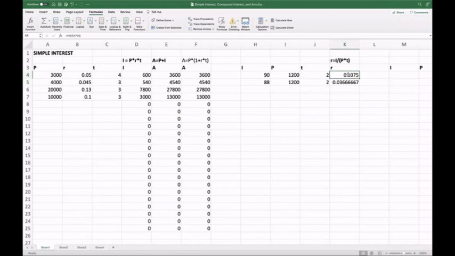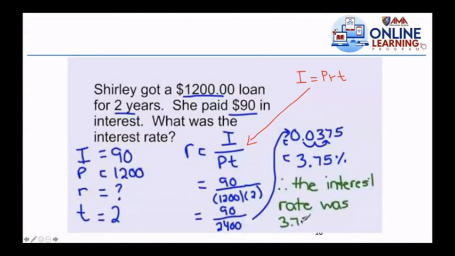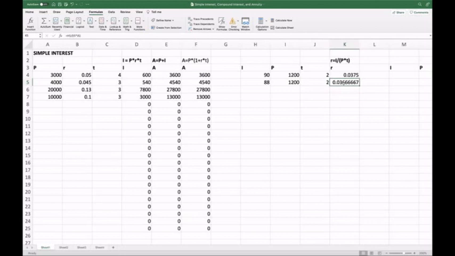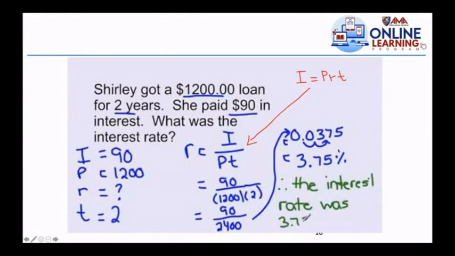Okay, class? This one, I'm just justifying that this is wrong. This is not correct, because if it's 3.7, remember if you round this off, this is like 0.037. The interest will be wrong, 88. But the given in the problem is 90. That's why better 3.75%. Okay, class?